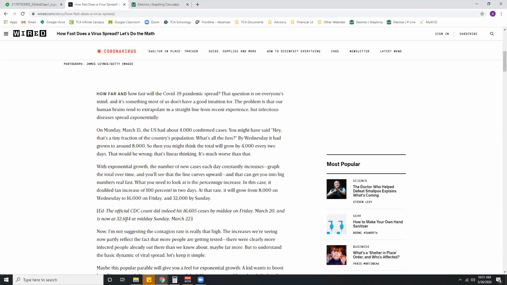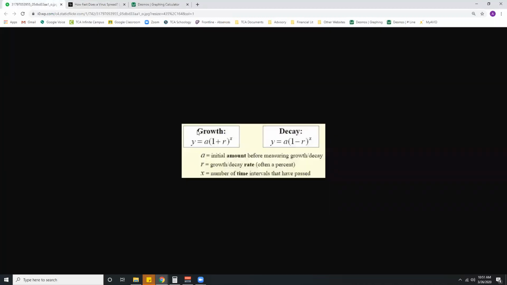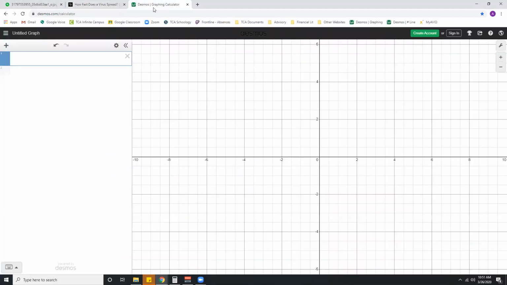So what I want to do is take this information and, assuming that we're not doing any social distancing or any preventative measures, find out how fast this thing is actually going to be growing using our exponential growth model. So let's go to Desmos, and we're going to type in 4,000 as our initial amount times 1 plus 0.414. That's the percentage of growth every single day. This is all going to be to the x.